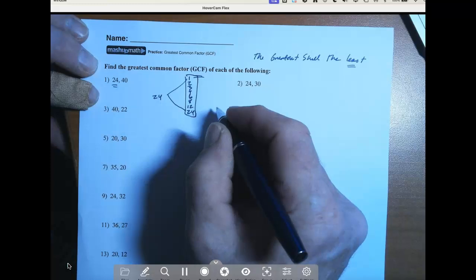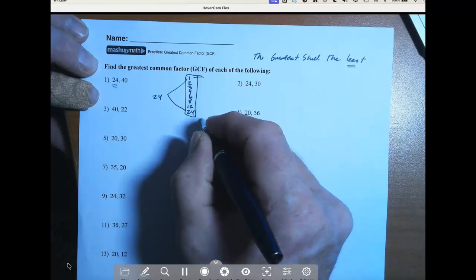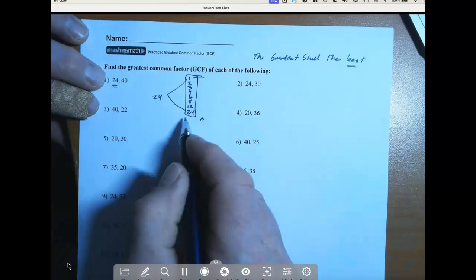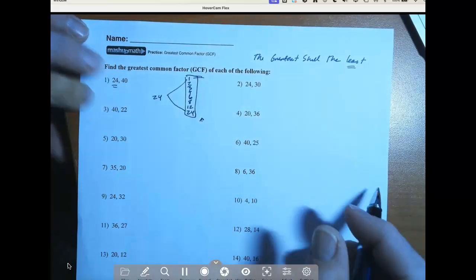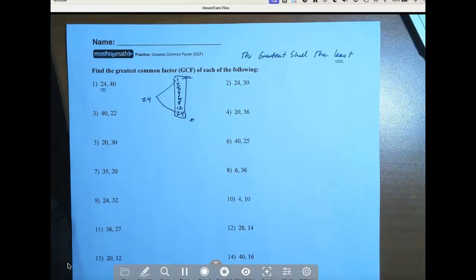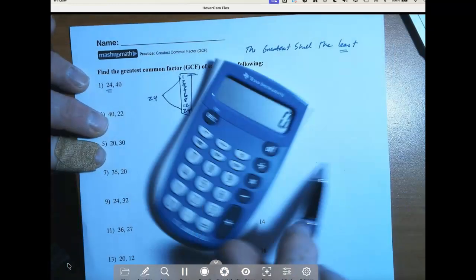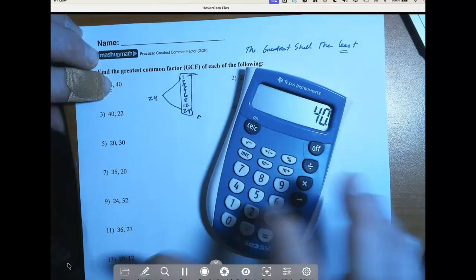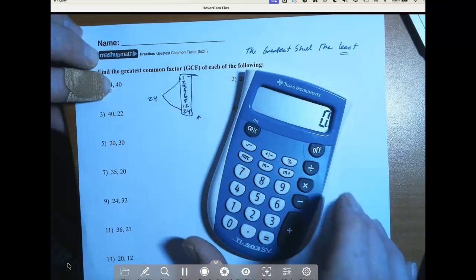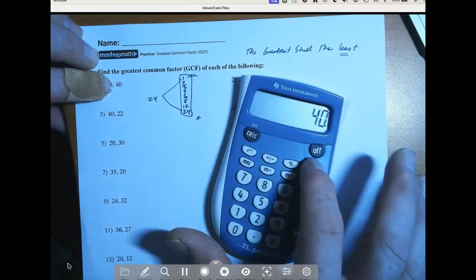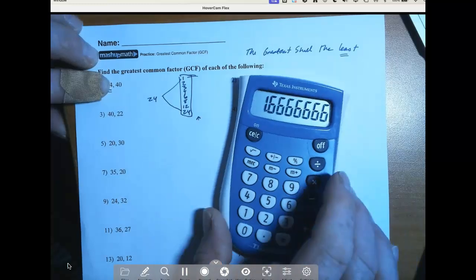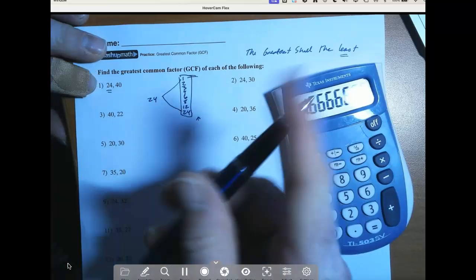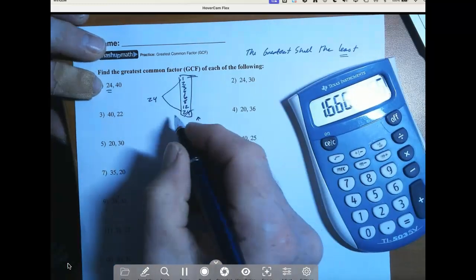We want the largest number, or the greatest shared factor. So I usually put a little arrow down here because that's where we start. So we start with 24. Does 24 fit into 40? You can grab a calculator and just divide it. You put this number first: 40 divided by 24 equals, that's not a whole number. That's a mixed number, it's got a fraction or a decimal. So no, it doesn't. So then we try the next one.